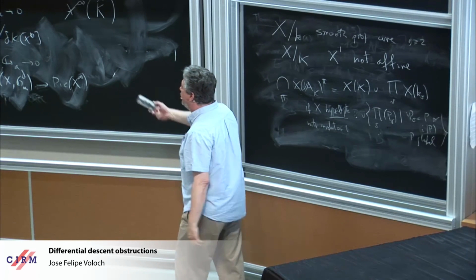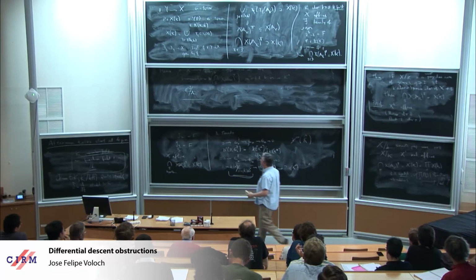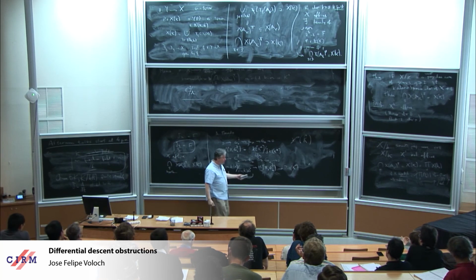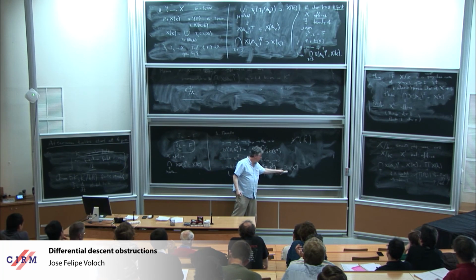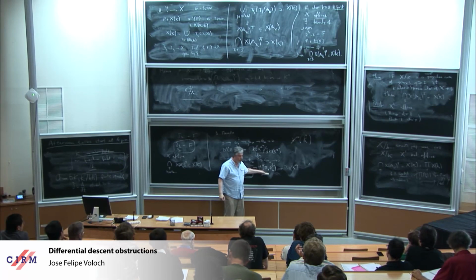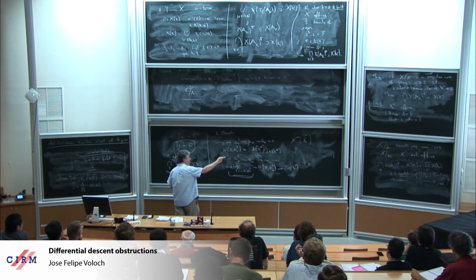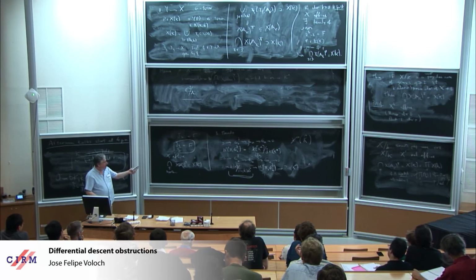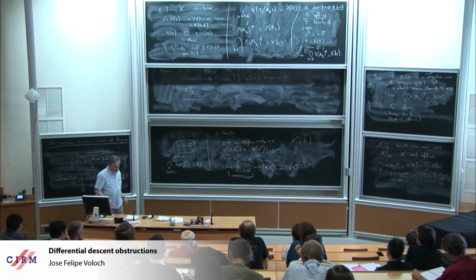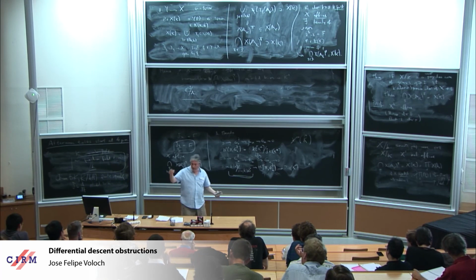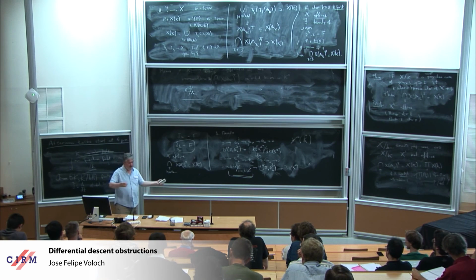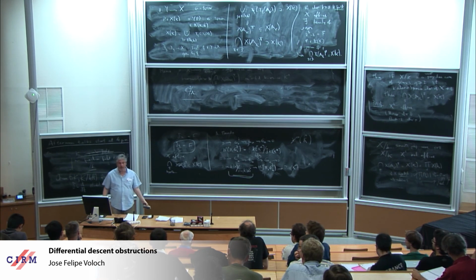By using these multiplicative differential descent obstructions, and perhaps using things which are locally like that but not globally, so using this part, or using the full group here, we should be able to cut down the rational points, at least in situations we understand well, like, for example, curves or abelian varieties. But this is still ongoing, and I don't know where it's going to lead. So that's a good place to stop. Thank you.